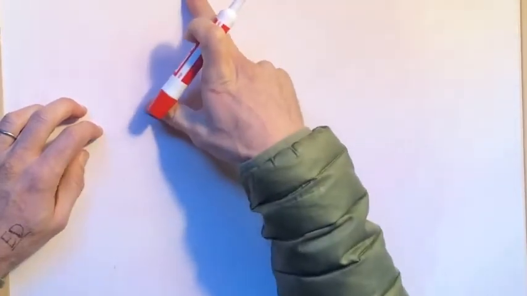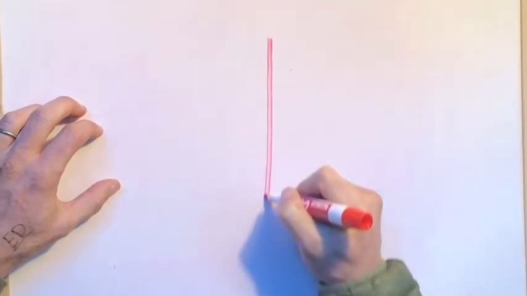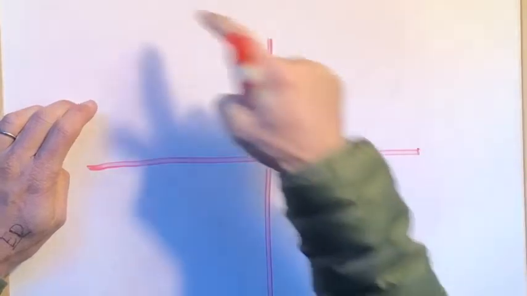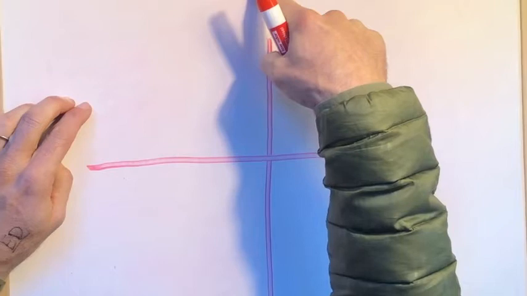So I'm going to graph this first. All right, I'm going to pretend this is an equal sign. My vertex is -2, -3.